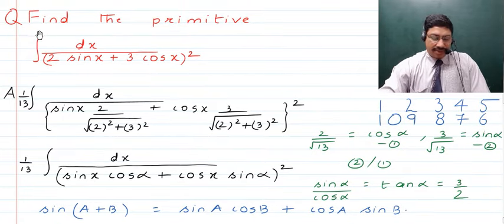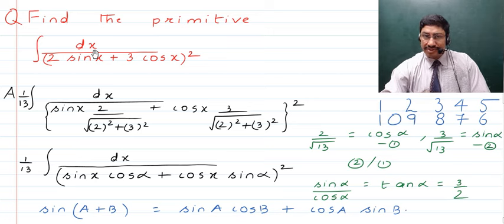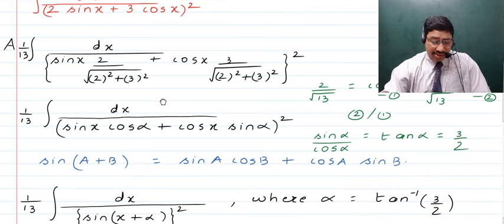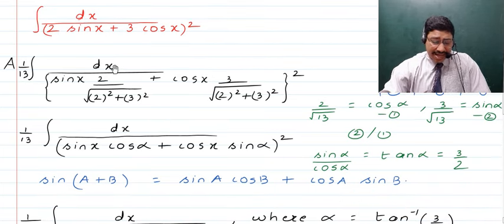Now children, in the question you have find the primitive. Primitive means you want the original function which was there before differentiation. That means you have to integrate this function. So this is just a synonym of saying this. So the integration of dx upon 2 sin x plus 3 cos x whole square can be written as dx upon sin x times 2 plus cos x times 3.